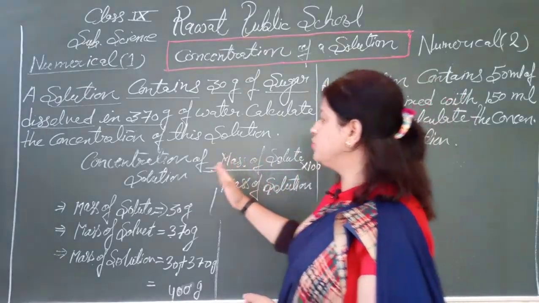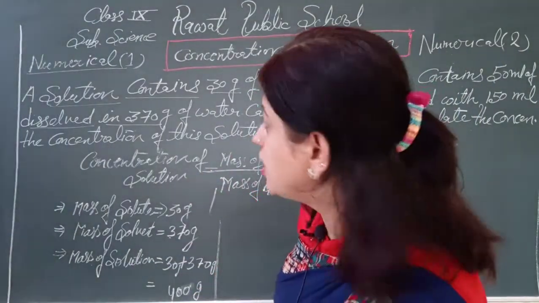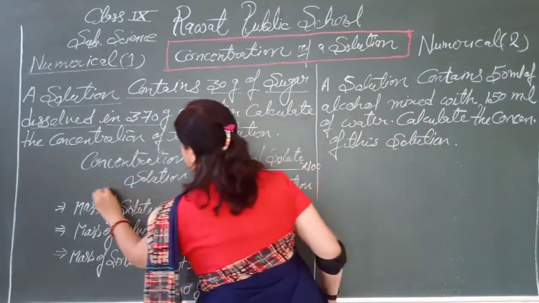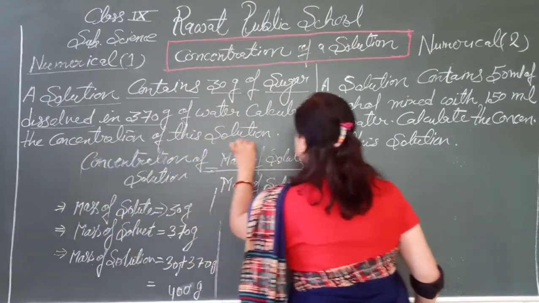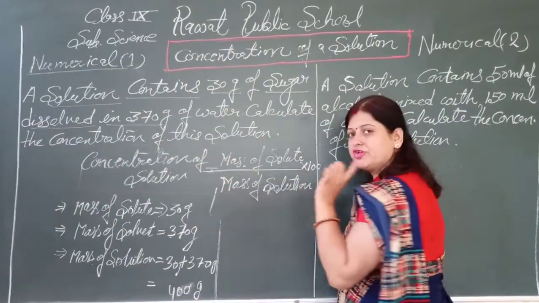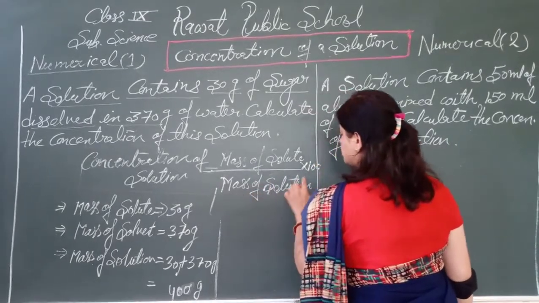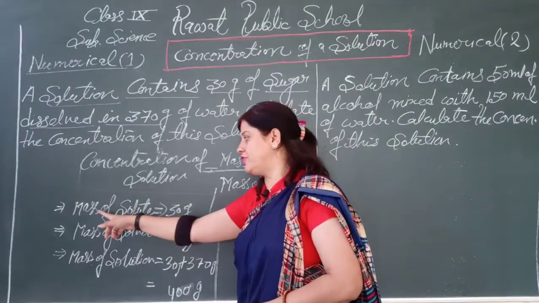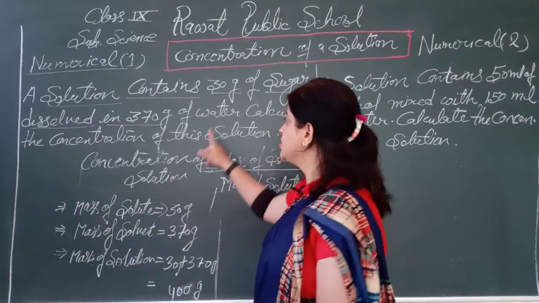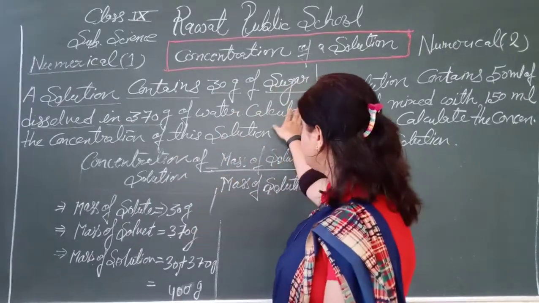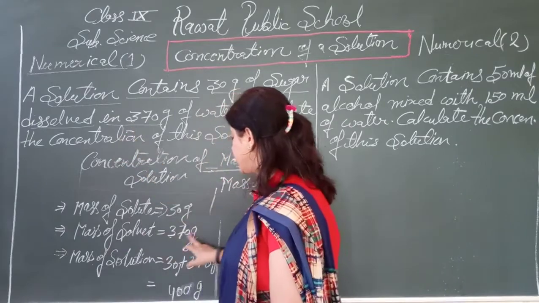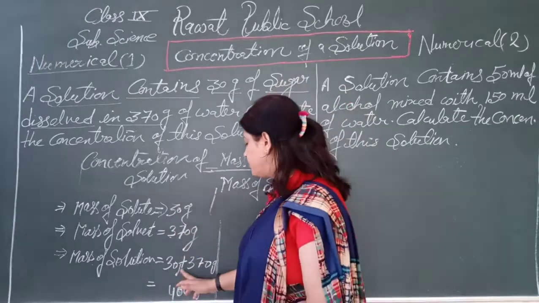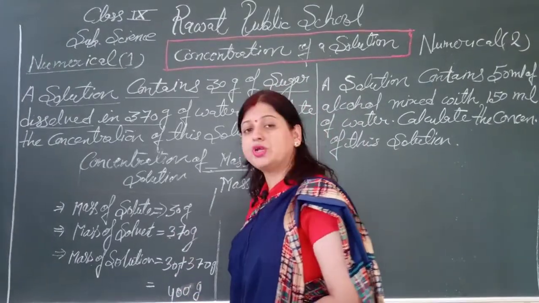First of all, everyone knows the formula of the concentration of a solution. How can we find it out? The formula is: concentration of the solution equals mass of solute upon mass of solution, multiplied by 100. According to this question, first we are given the mass of solute. What is the mass of solute? 30 gram. What is the mass of solvent? 370 gram. Now what is the amount of the solution? 30 plus 370. The answer is 400 gram.